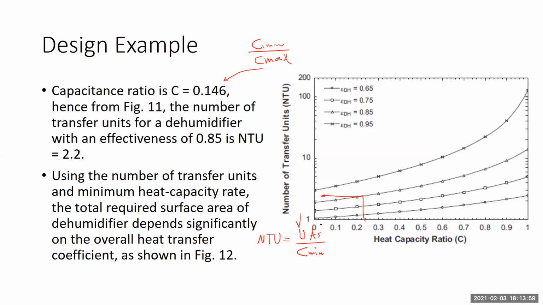For the overall heat transfer coefficient, you can get back to the correlations that can be used for condensers, and you can come up with an overall heat transfer coefficient value. C minimum is m dot Cp for the air. The number of transfer units can be determined from here, and the only unknown becomes the surface area. So you do that to calculate what the surface area should be.